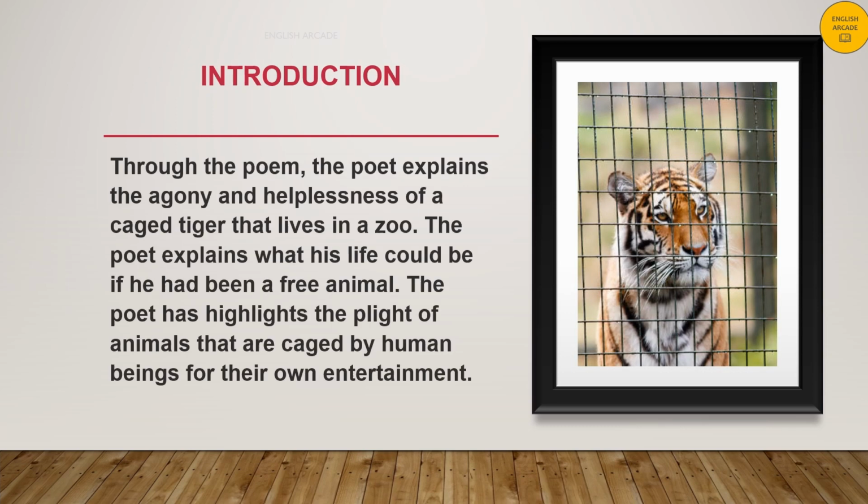Through this poem, the poet explains the agony and helplessness of a caged tiger who has to live in a zoo. He further explains what his life could be had he been a free animal. He highlights the plight of animals that are caged by human beings for their own entertainment and selfish interests.